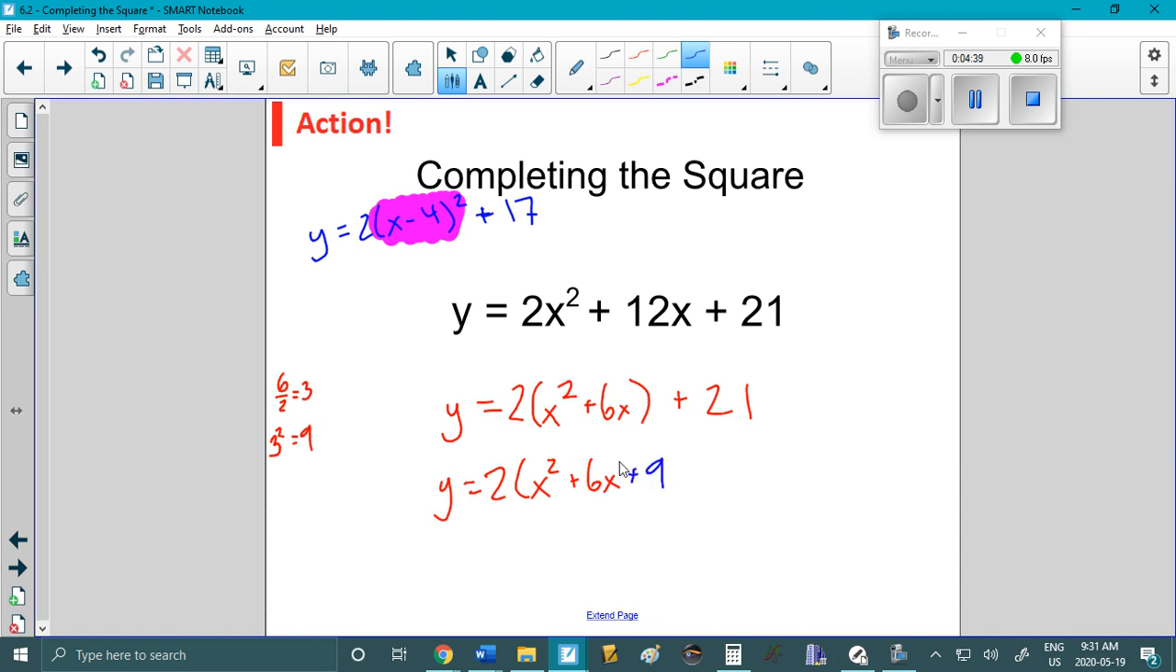Now, you might be thinking this is some sort of magic, because you can't just add 9 in an equation whenever you want, right? It really changes things.